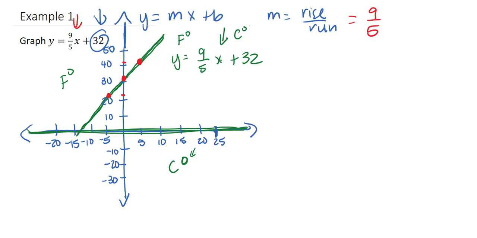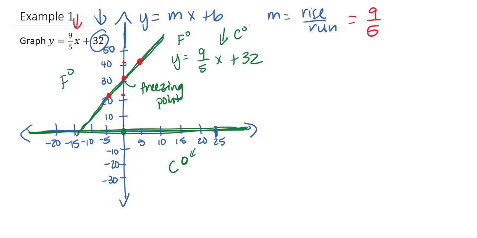So when, say, Celsius is 0 degrees, what does that equal in Fahrenheit? Well, that's 32 degrees. That's our freezing point, right? This is our freezing point for both Celsius and Fahrenheit. So when Celsius is equal to 0, or x is 0, y is equal to 32.